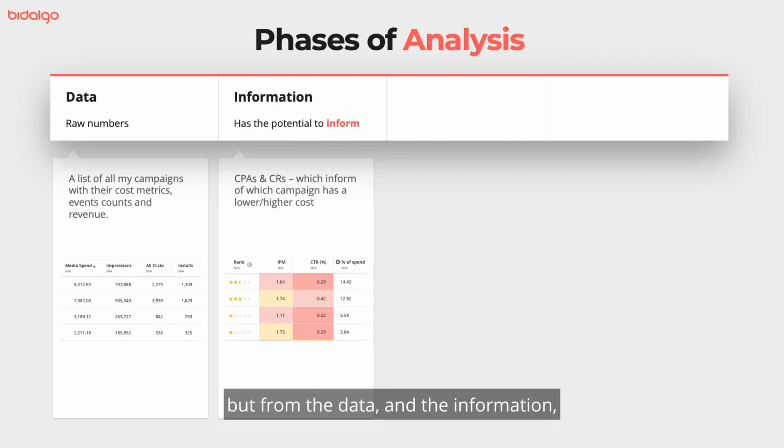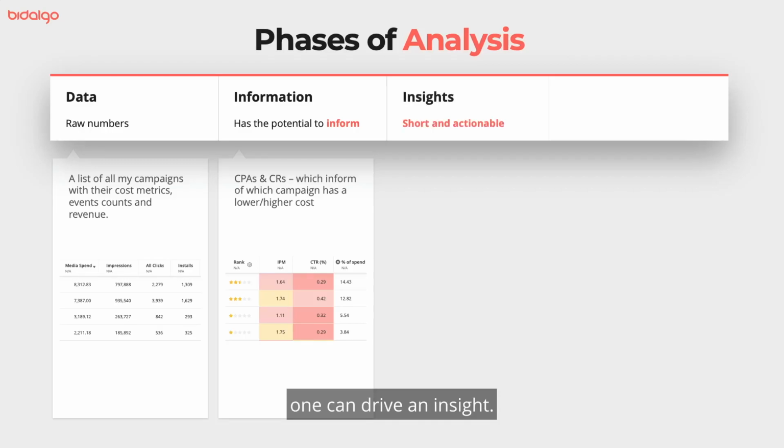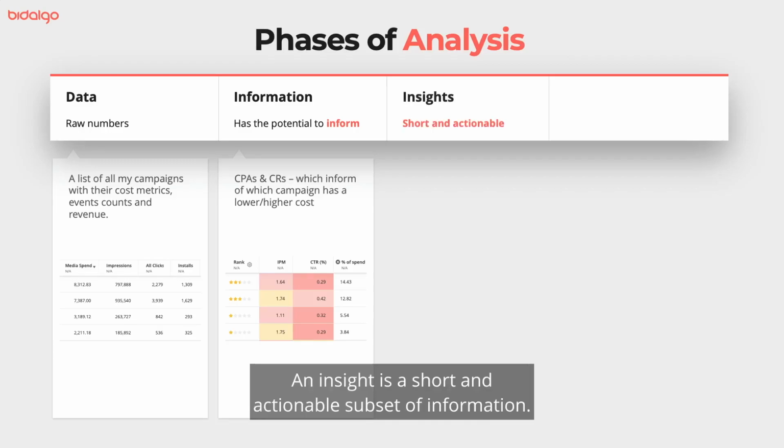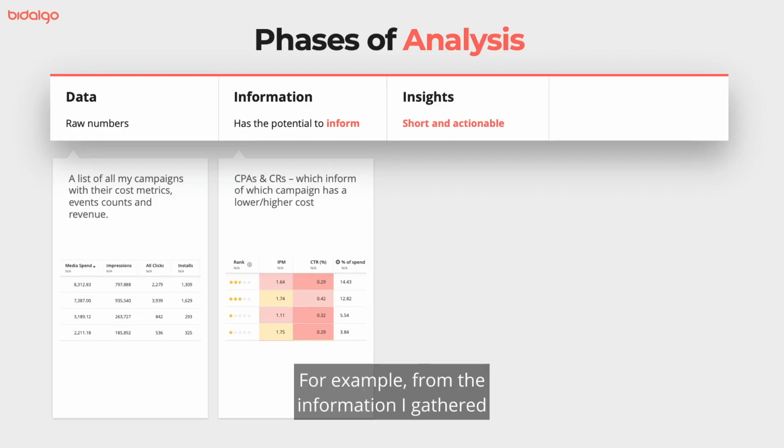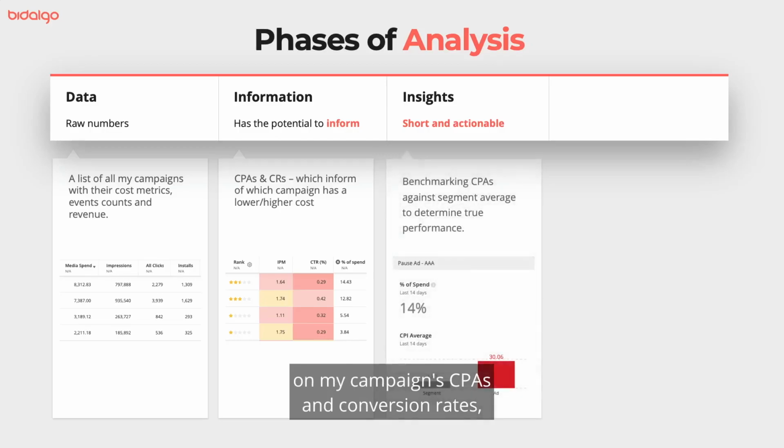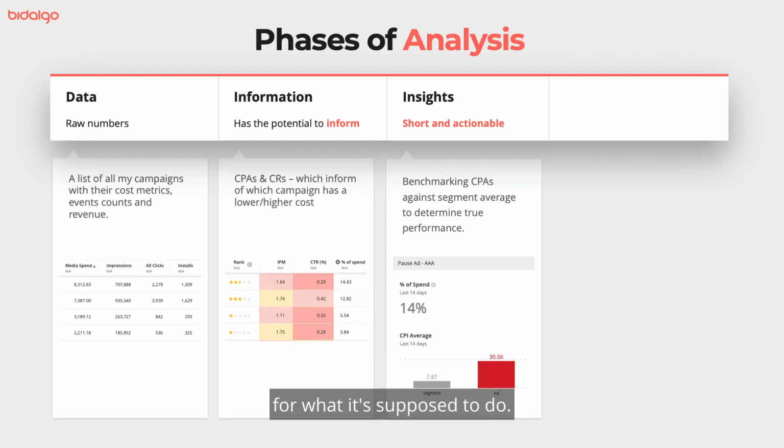But from the data and the information, one can derive an insight. An insight is a short and actionable subset of information. For example, from the information I gathered on my campaigns, CPAs, and conversion rates, I can now create benchmarks for audience segments, compare each campaign to its relevant segment. Now, I'll know if a campaign is indeed poor performing for what it's supposed to do. This is actionable. I can pause it or lower its budget.